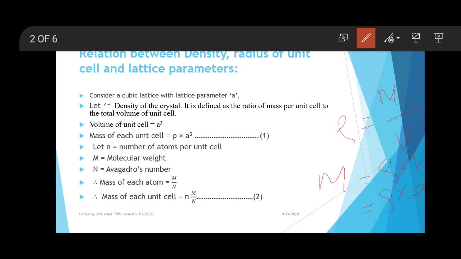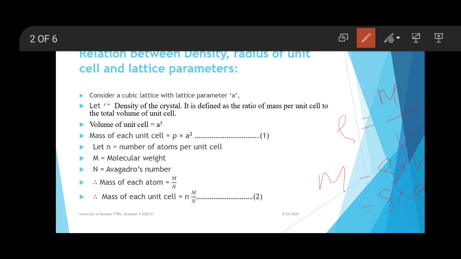Let n be the number of atoms present per unit cell. That means we have different types of unit cells, and they have different capacity to accommodate the number of atoms. For example, in a simple unit cell only one atom is present. For body centered type of unit cell there are 2 atoms present in one unit cell. For FCC there are 4 atoms present in one unit cell.